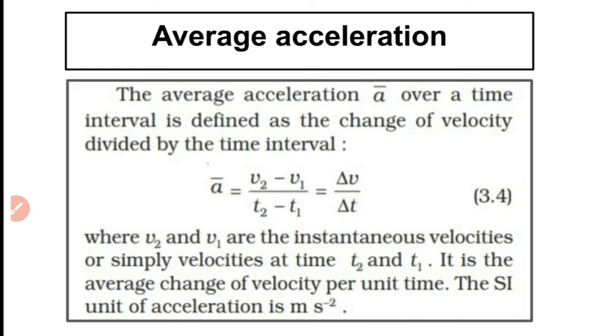If at time t1, v1 is the velocity and at time t2, v2 is the velocity, then average acceleration is given by (v2 minus v1) by (t2 minus t1), which is equal to delta v by delta t. Here v1 and v2 are the instantaneous velocities at time t1 and t2. So this is the expression for average acceleration: the change in velocity over a time interval. And what will be the SI unit of acceleration? It will be meter per second square.